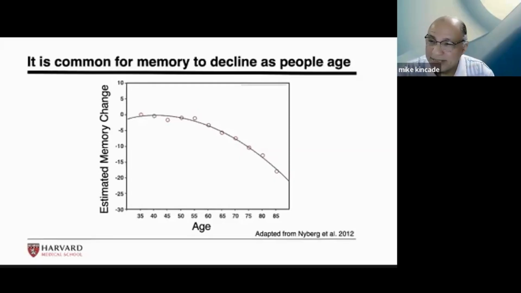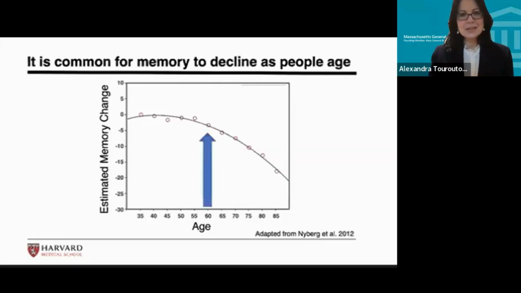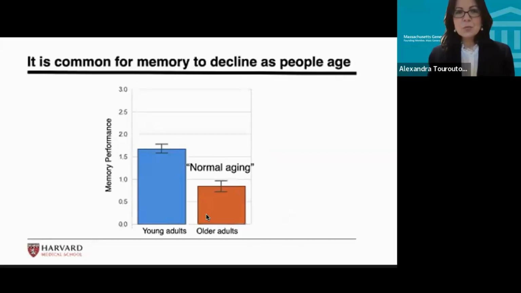As we get older, we all know this, it is common for memory to decline as people age, and this is an illustration of this change. We see that significant memory decline starts at approximately age 60. And here are data from one of our studies on memory. This is average data: normal aging, and young adults. Looking at this data in isolation, one might conclude that memory decline is an inevitable consequence of aging.